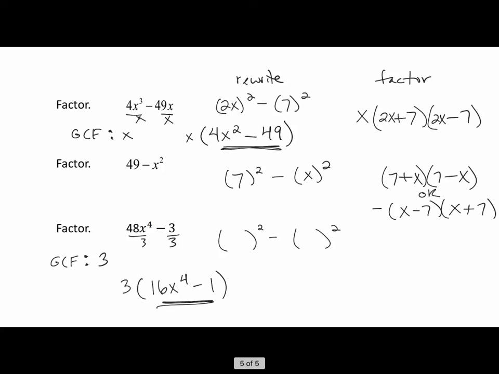Can I write this as a perfect square? Well, 16 is 4 squared, and x to the 4th could be x squared squared, right? And 1 is a perfect whatever I want it to be because it's a multiplicative identity. All right, so we've got our GCF, and now we know that we'll have 2 binomial factors for the difference of these 2 perfect squares. That will be the sum and difference of the first term, 4x squared, and the second term, 1.